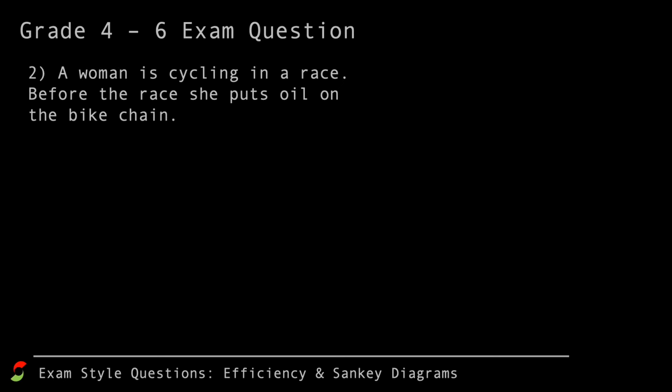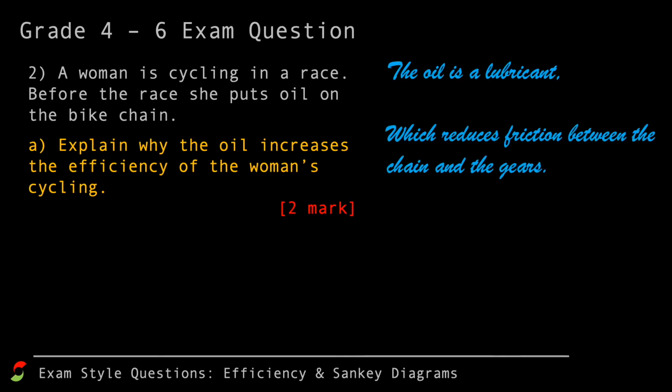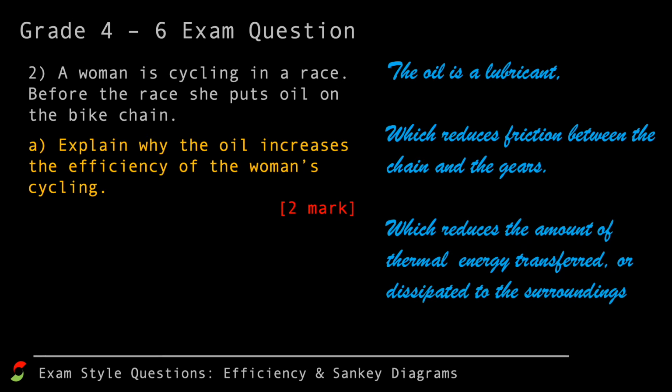So let's have another grade 4 to 6 exam question. We're looking at why efficiency is increased by the addition of oil to a bike, and it's worth 2 marks, so we can't just say one thing. The addition of oil is going to first of all be a lubricant, and that lubricant is going to reduce friction, and reducing friction is going to reduce the amount of thermal energy that's transferred or dissipated to the surroundings.